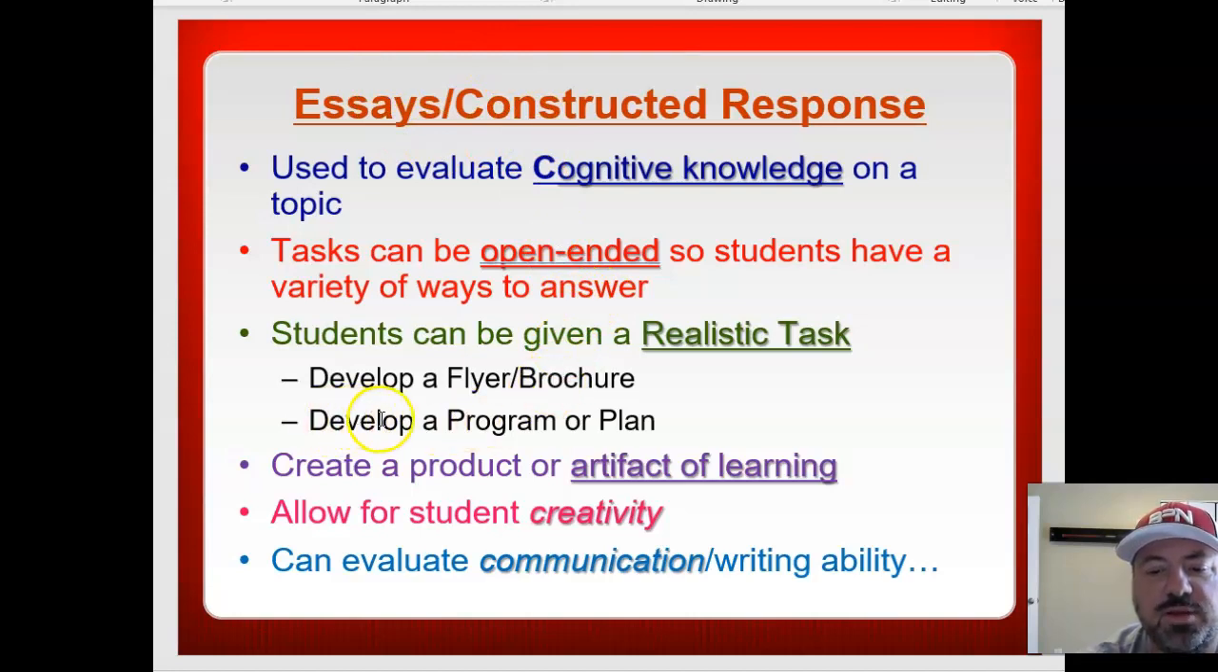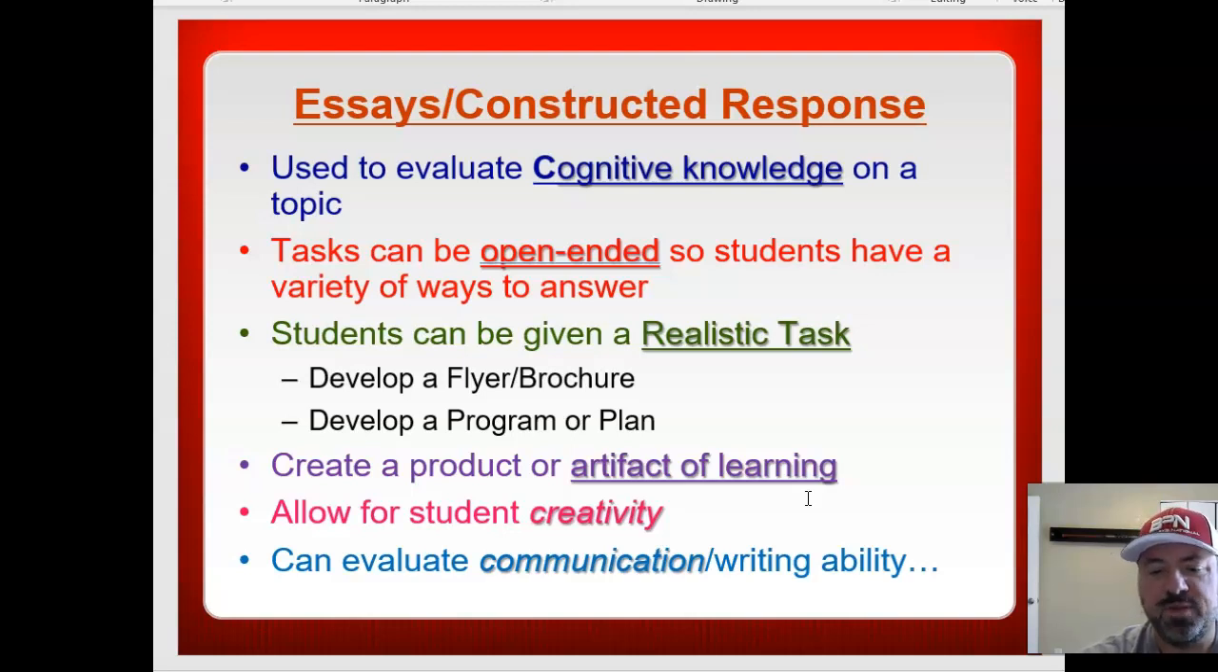Can you have them develop a program or plan, maybe design a play using this? That would be more of a realistic constructed response task. Those are a couple of examples. These allow students to create a product or an artifact of learning. You can use a scoring checklist here. You'll actually have something in hand. It's not just a visual observation of them doing something. There is something they create that you can use to document the learning. And then they can take this artifact and place it in their portfolio as well to document possibly growth and learning over time.